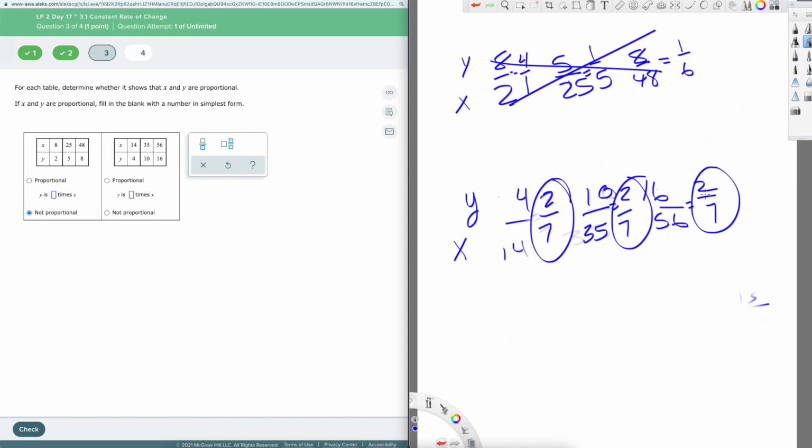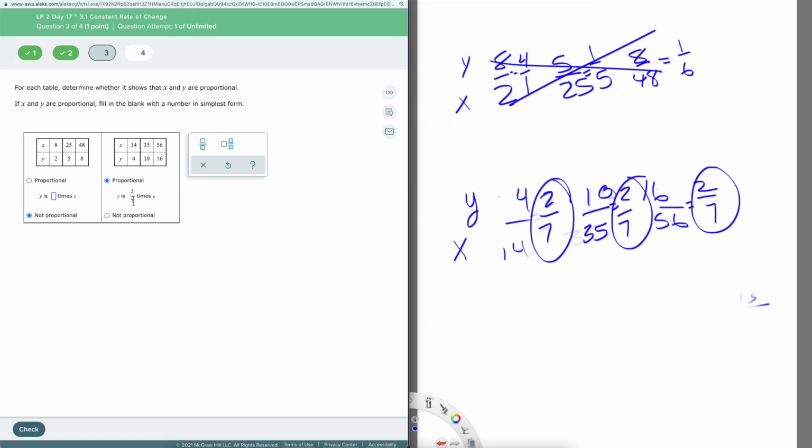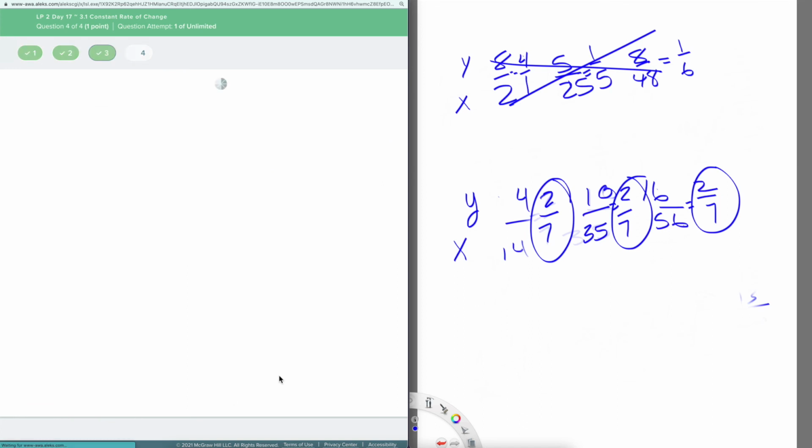So happy day. It is proportional, but in this case, it's not a direct relation like 2 times X. We have to make sure we put the fraction in there of 2 over 7. So it's a fractional proportion instead of just an integer. It's 2/7 of X, which means I multiply by 2 and then divide by 7 to go from one to the other. So let's go ahead and check. Ta-da! And I think we will have one more of these.